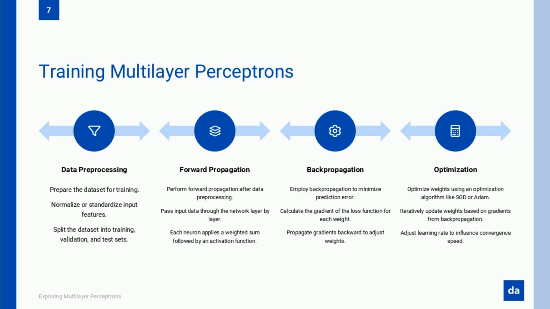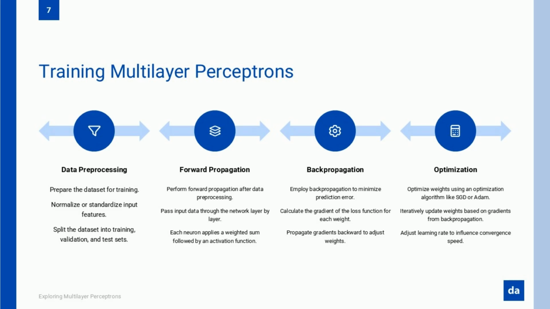Next comes forward propagation, the first shot at predicting something. Here's what happens. Input data enters the network, flows through the layers, and reaches the output. Each neuron applies its weights, activations happen, and boom, out comes a prediction. At this stage, the MLP has no clue if the prediction is good or bad. It's just making its best guess based on random initial weights.